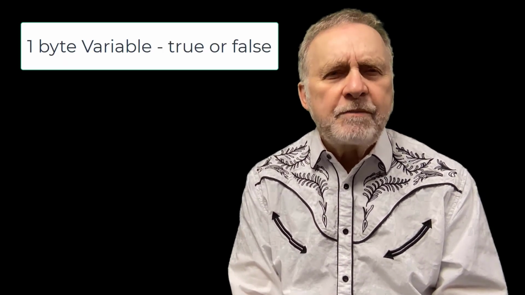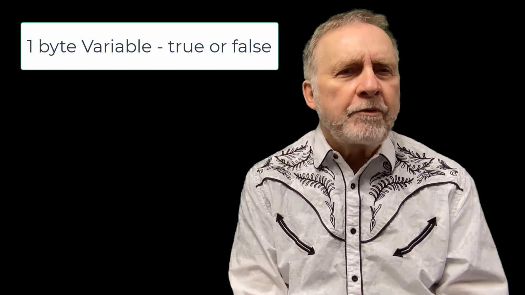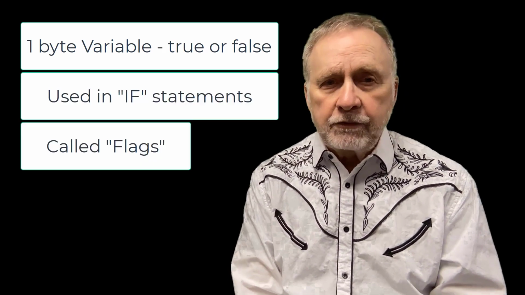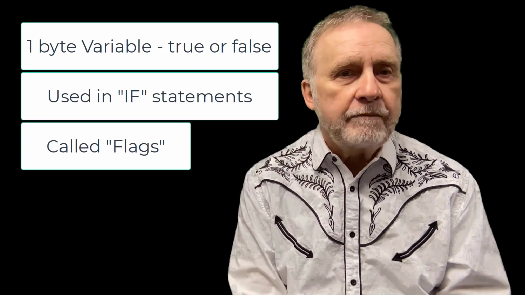You'll have much more reason to use Booleans when we learn loops and file processing and methods. But it's good to see it now and get that start. Booleans help you make your code more readable. For now, what you need to take out of this video is a Boolean is simply a one-byte variable representing true or false. Typically, they are used in if statements. Another name for them is a flag.